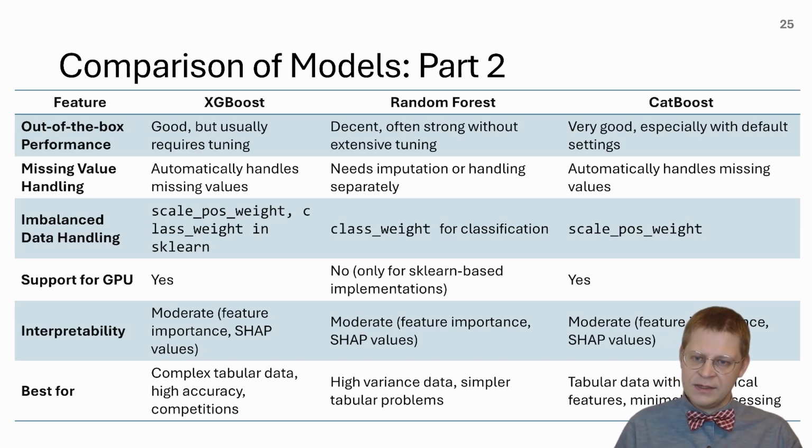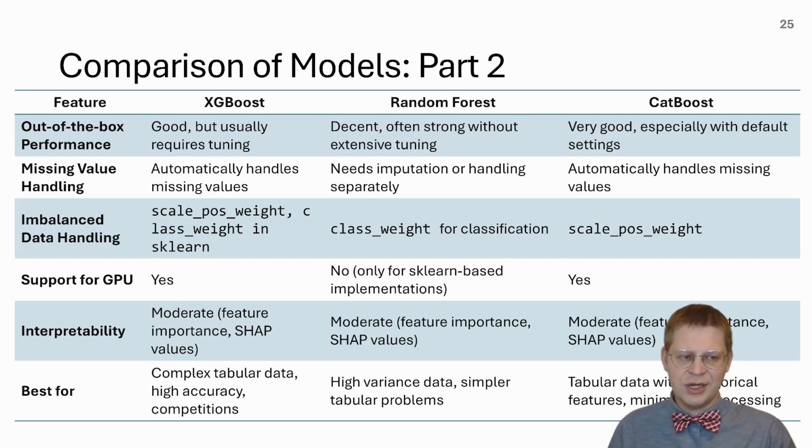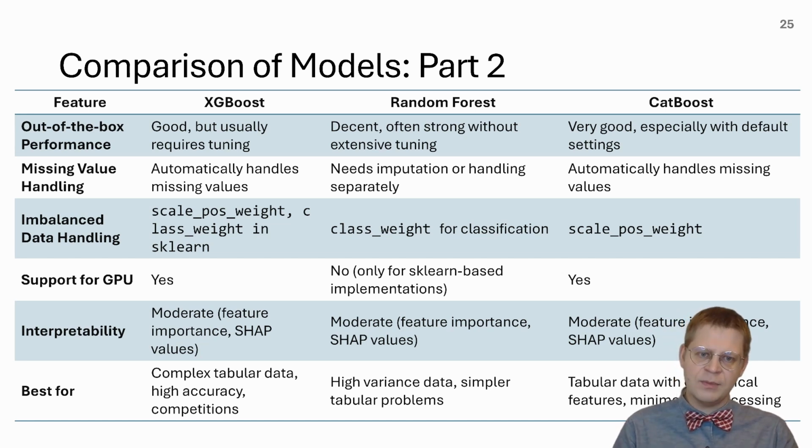Random forest natively does not support GPU, although there are libraries that have GPU acceleration, and CatBoost fully supports GPU acceleration, especially valuable when training on large datasets with many categorical features. What about the interpretability? Well, in general, interpretability of ensembles is a tricky point, and XGBoost provides moderate interpretability, including feature importance and support for SHAP values, which help explain feature impact.